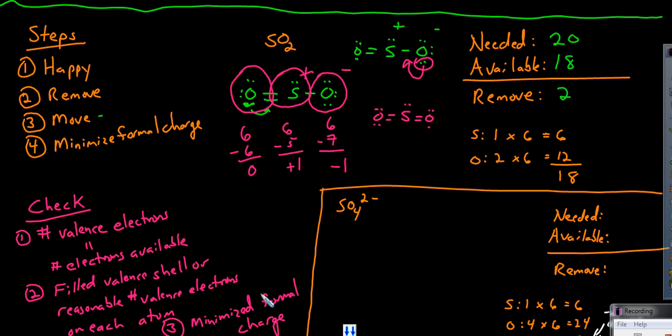Now, what are the formal charges? All right, so now this oxygen, let's see, it brought 6 to the table, and right now it has 2, 4, 5, 6. 0 formal charge. This sulfur brought 6 to the table. Right now it has 1, 2, 3, 4, 5, 6. It has 0 formal charge.